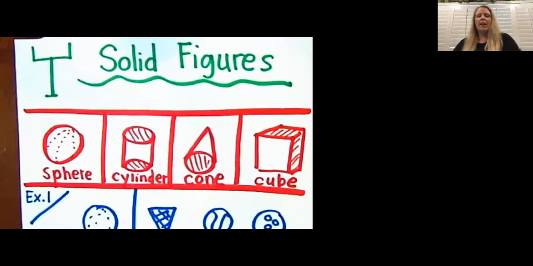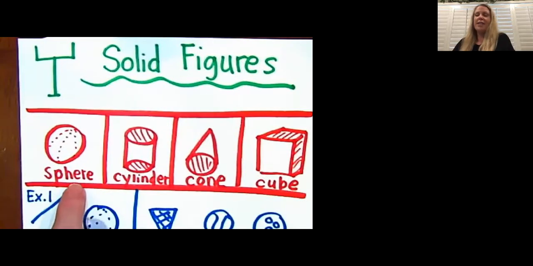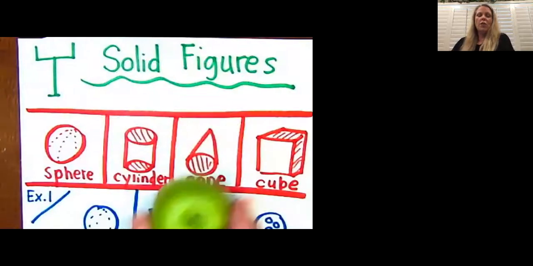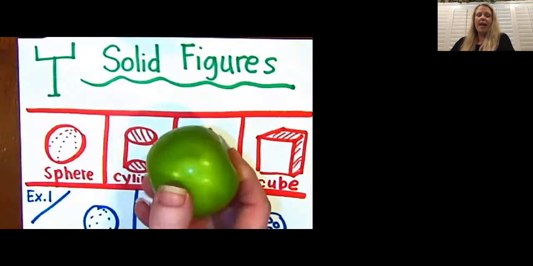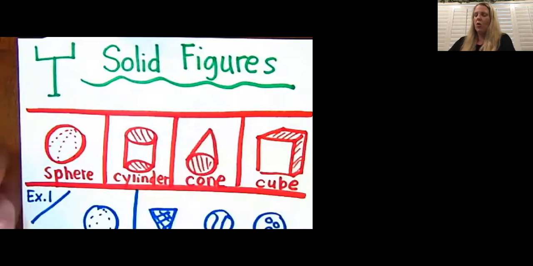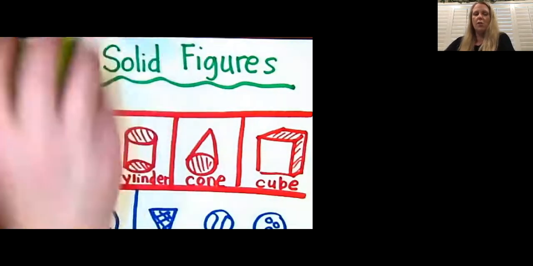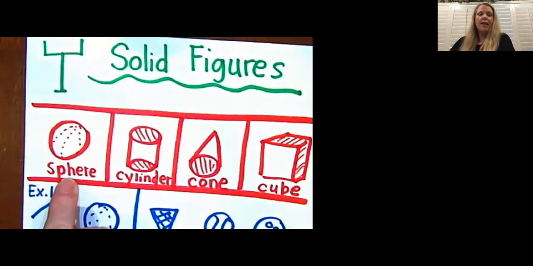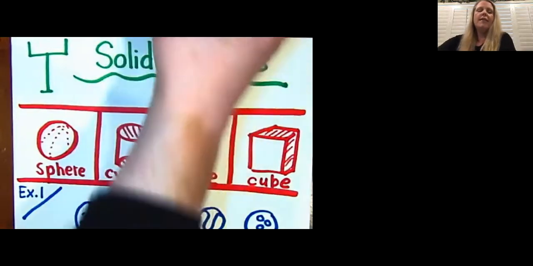So solid figures are something called a sphere. Now I thought I don't have my shapes here, they're at school. So something that's a sphere is an apple. Watch, it rolls. Ooh, that was fast. Rolls, rolls. So everybody say sphere. Very good.